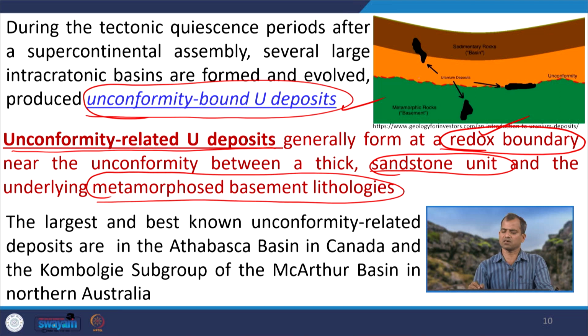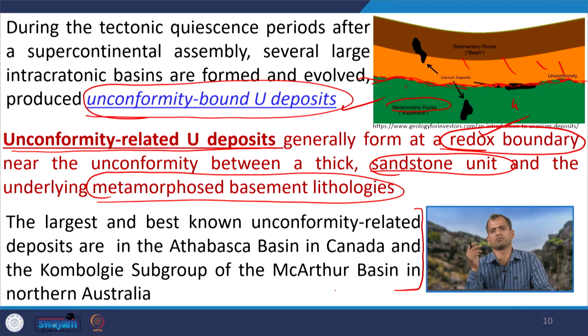So, this boundary here is the unconformity surface. This is the metamorphic basement rock, this green color, and this is the sandstone body, and at this junction, we are getting the uranium deposit. The largest and best known unconformity related deposit is Athabasca in Canada, and the Cambrian subgroup of the McArthur Basin in North Australia. So, these are the unconformity bounded uranium deposits. Here no active magmatism is required, only at this basin closing stage, the thermal subsidence stage, we are creating this type of deposits.